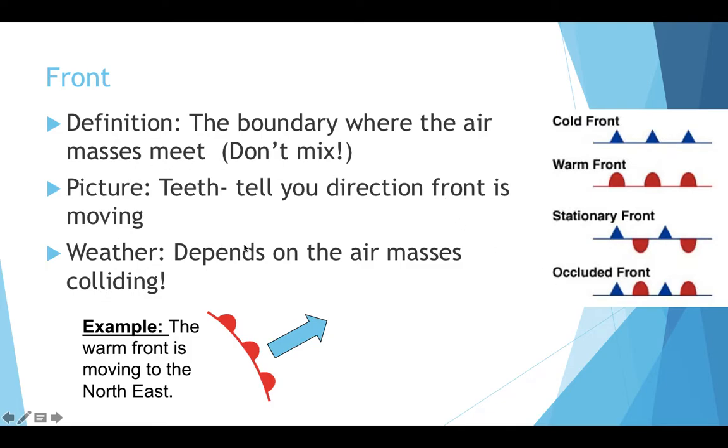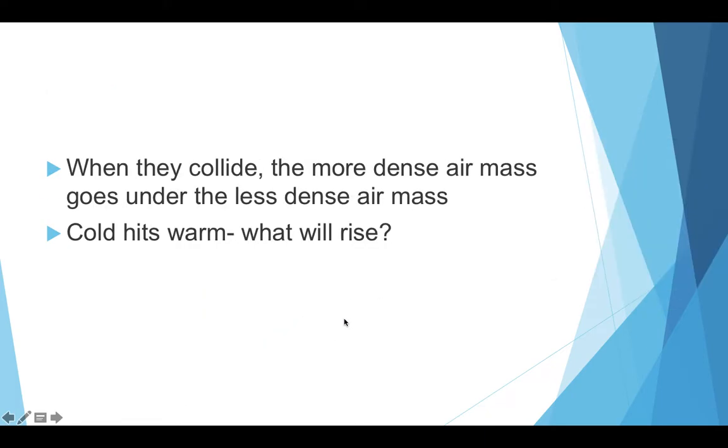The weather is going to be dependent on the air masses colliding. You're going to get different weather if you have a tropical maritime air mass versus a polar continental air mass colliding. Based on which one is colliding with the other one will vary what weather we get. Here you can see this is a warm front. We know because it is red and it has these kind of softer curves, and it is moving in the northeast direction. So first, a question.